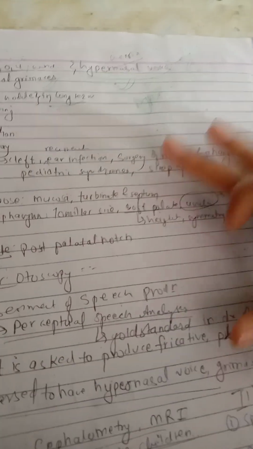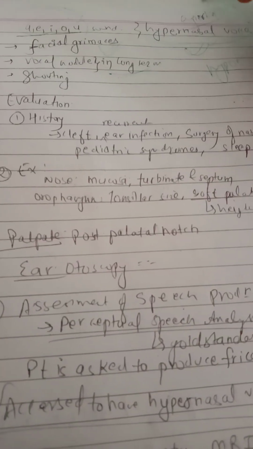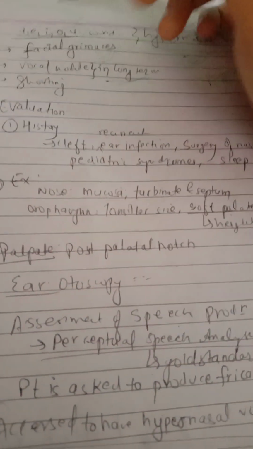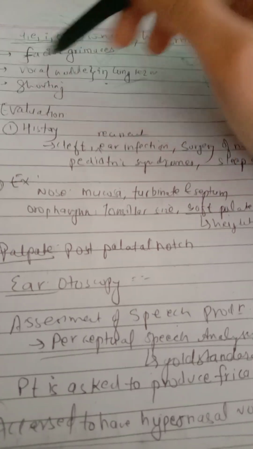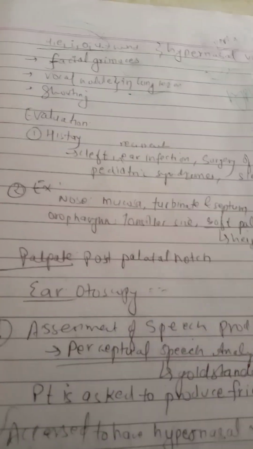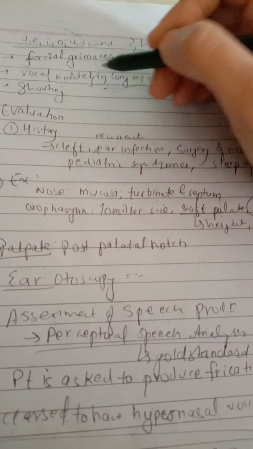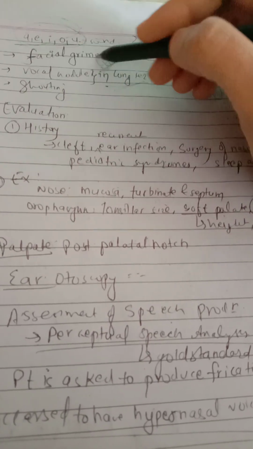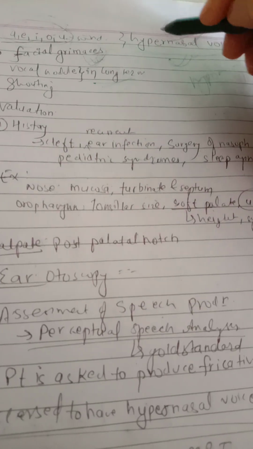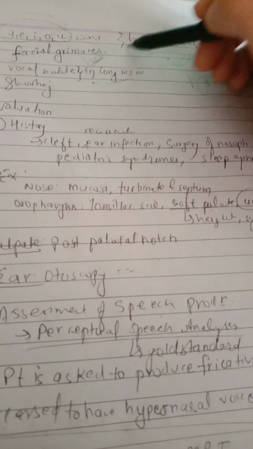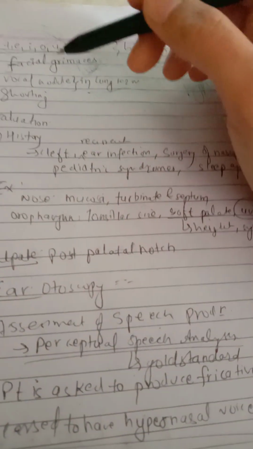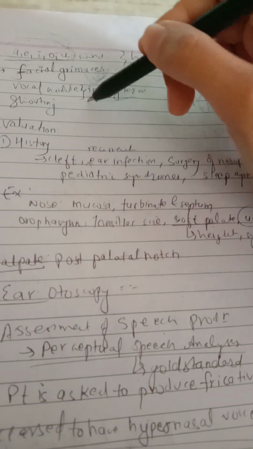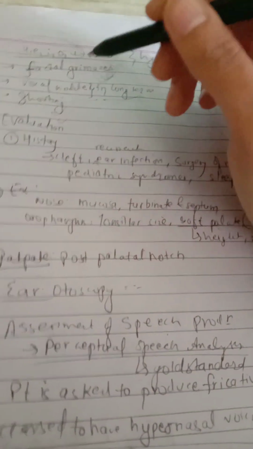Okay, moving on. Talking about the symptoms, the first is hypernasal voice, or rhinolalia aperta, in the production of sounds like a, e, i, o, u, which normally vibrate with very low nasal resonance. The second one is facial grimaces. It occurs along with hypernasal voice because of the effort of producing the sound. The third one is vocal nodule, which occurs in long-standing cases. The fourth one is shouting.